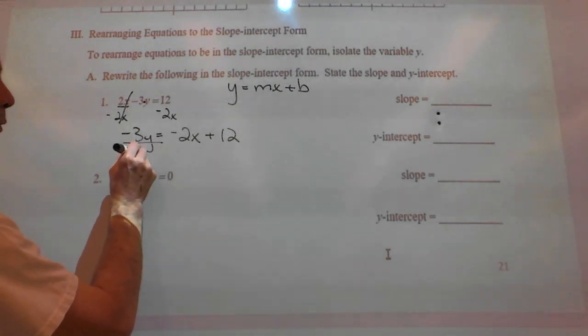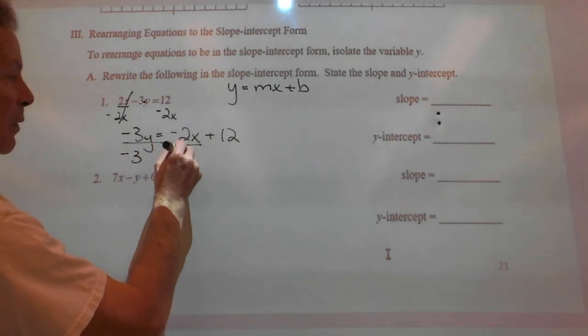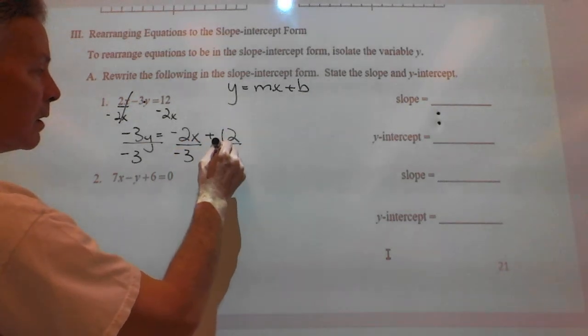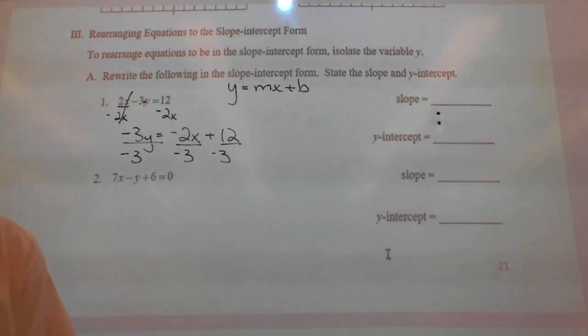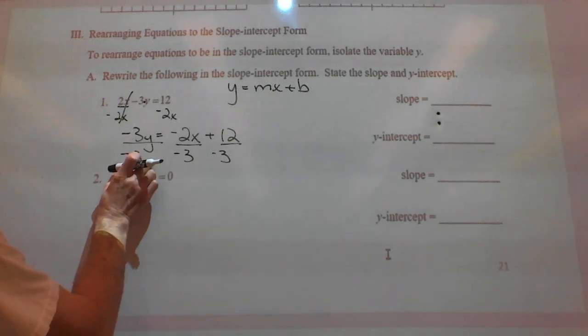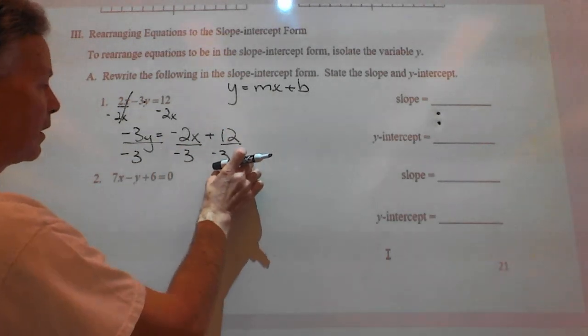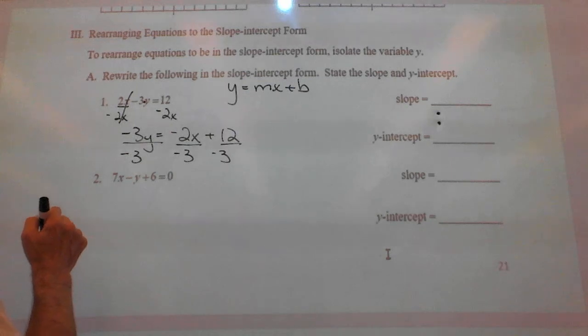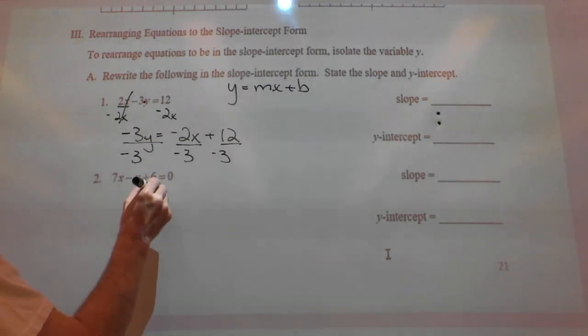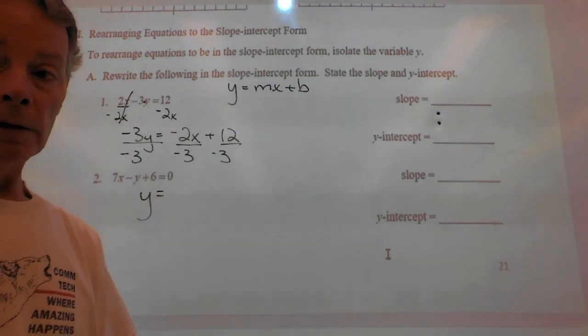And when we multiply and divide, we have to multiply and divide every term. Okay? So we divide this by negative 3, this by negative 3, this by negative 3. Well, negative 3 divided by negative 3 is positive 1. We're left with y. That's what we wanted.